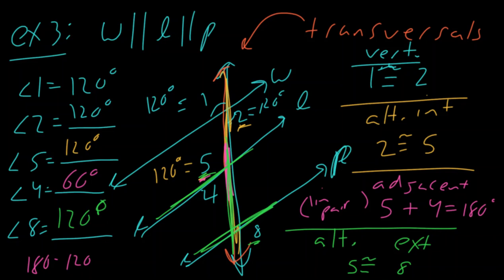And there we go. Hey guys, check it out. I've just given you a review of vertical angles, alternate interior, adjacent or aka linear pairs, and alternate exterior, all on one diagram so you can see how it comes together.